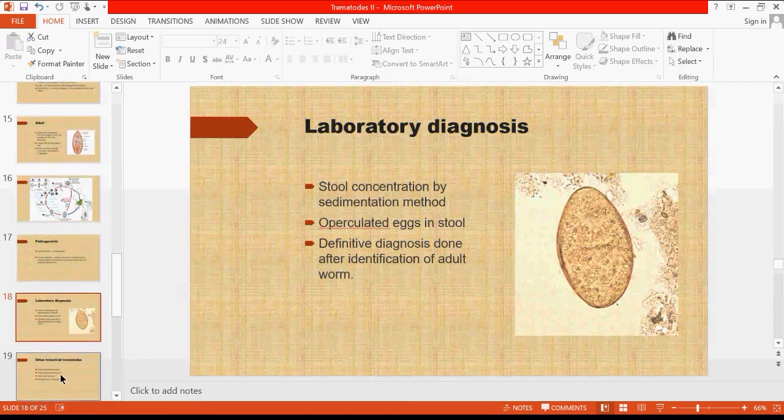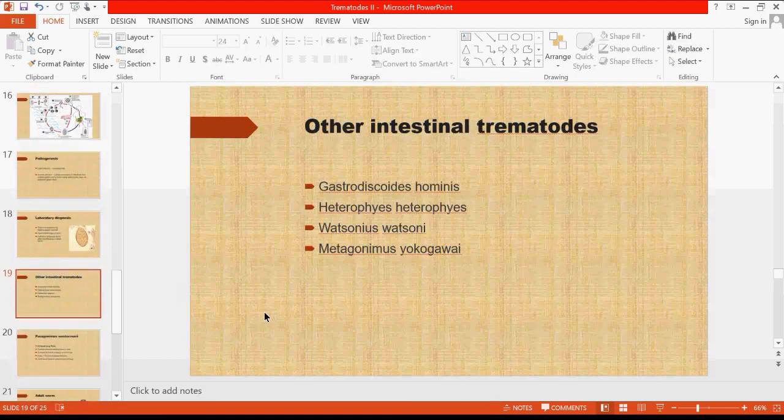Now we move on to enumerate the other intestinal trematodes. As I told you, they may ask you the question to enumerate 2 or 3 names of the intestinal trematodes. In that you can write Fasciolopsis buski is one, then Gastrodiscoides hominis, then Heterophyes heterophyes, then Watsonius watsoni, and the fourth one is Metagonimus yokogawai. These are the other intestinal trematodes which can cause infection to man. But these are very rare. But you must know at least 2 to 3 names of the intestinal flukes.